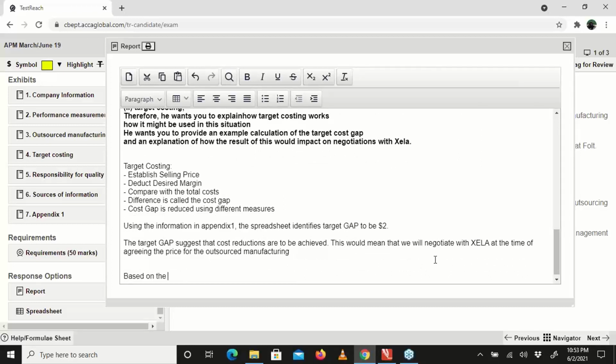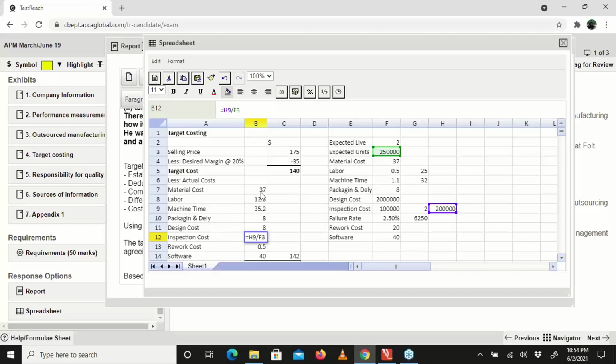Based on the model of fault, the cost to be incurred by Zela would be what? The material cost would be incurred by them, labor would be incurred by them, machine time would be incurred by them, the packaging and delivery would be incurred by them, the designing cost would be us, inspection cost would be us, the rework cost would be them.